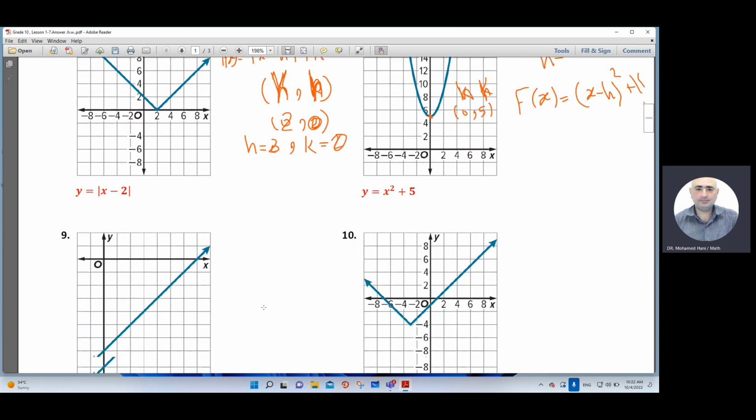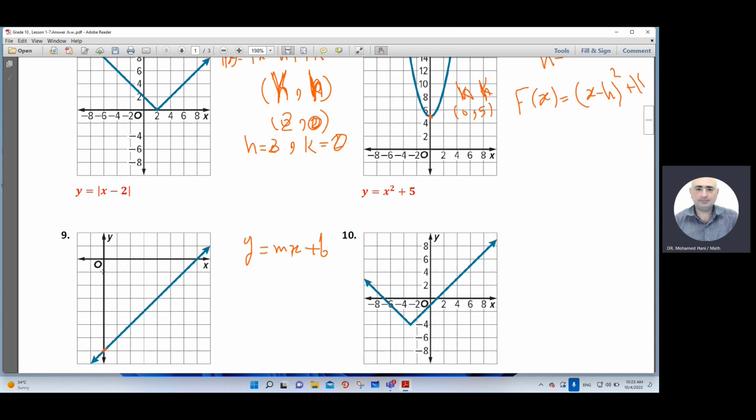Who can tell me what is the name of number 9? Is this constant or identity? This is identity, excellent. Because the constant is always parallel with the x-axis or the y-axis. So the form will be y equals mx plus b. This is the form of this function. Who can tell me what is the b here? The y-intercept.